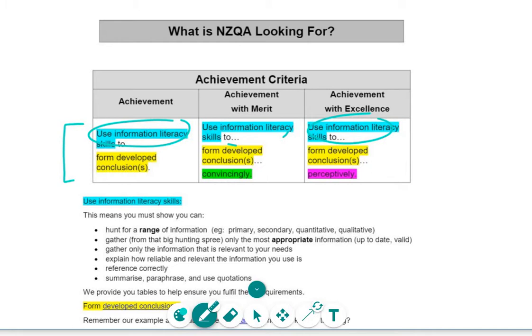So again, it's that hunting for a range of information and primary, secondary, quantitative, qualitative. You'll see more about that later. You've got to gather from that big hunting spree. So it's like having a brainstorm first. You're hunting for all of this information, but then gather only the most appropriate information together for your topic. So that means it's up to date, it's valid, it's actually going to answer your questions, so that is relevant to your needs. You have got to be able to explain how reliable and relevant the information you use is.